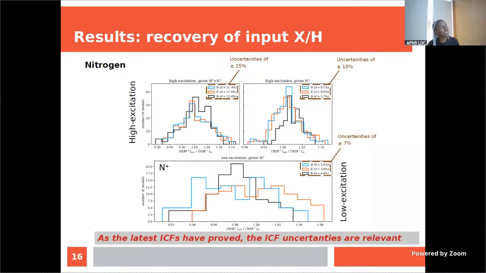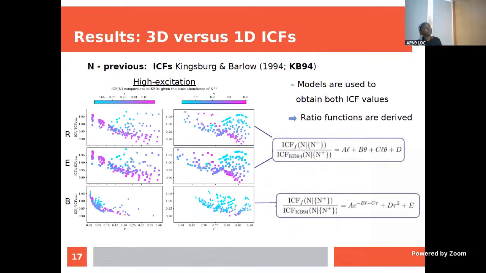Also, we see here that the distributions are different for the different morphologies, whether in the high excitation or low excitation case. So, as in the latest ICFs, Delgado-Inglada 2014 and collaborators, uncertainties are very relevant.